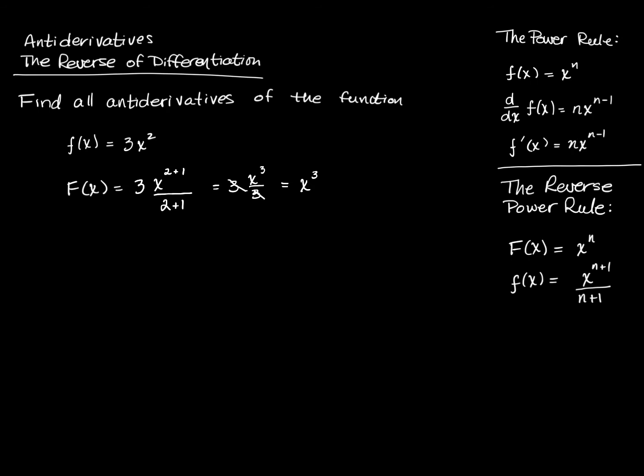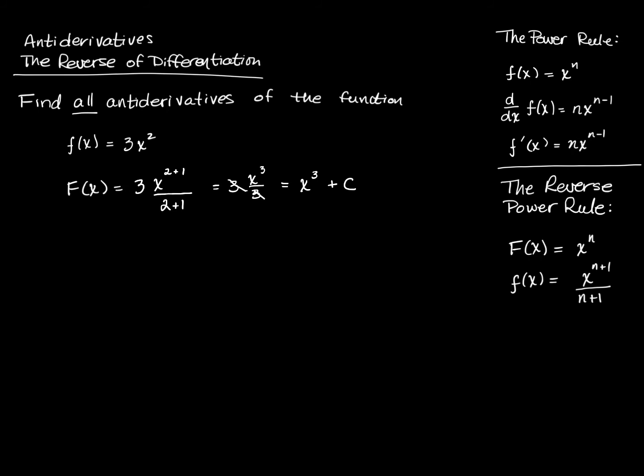But it's only one antiderivative. We were asked to find all antiderivatives of this function. One antiderivative of 3x squared is x cubed plus 0. Another one is x cubed plus 12. A third one is x cubed plus a half. To account for all the possible constants that could be in that position, we just add a plus c.